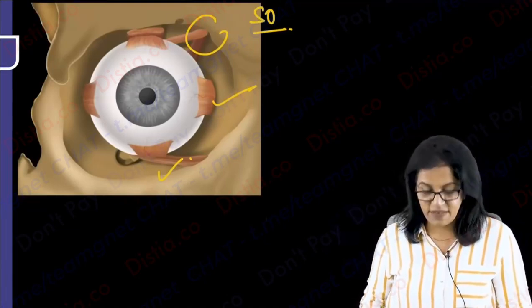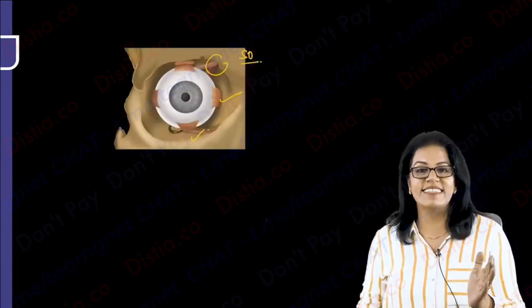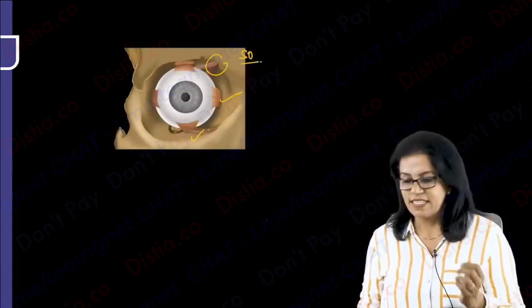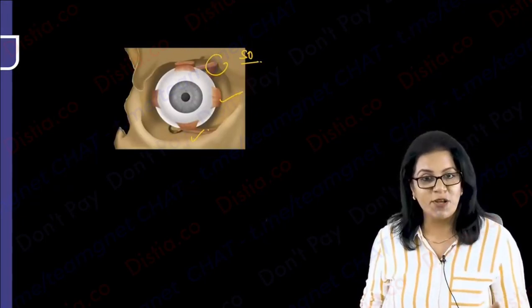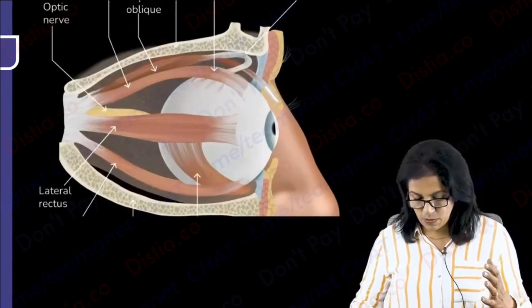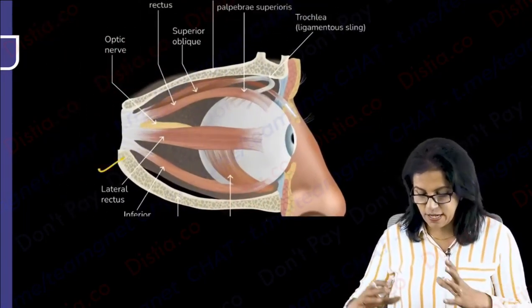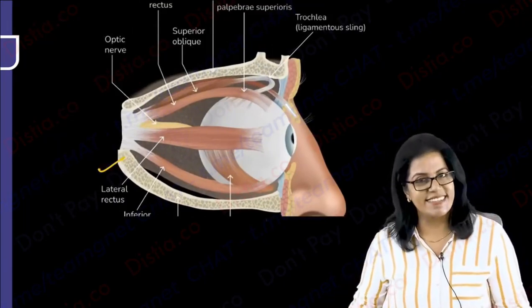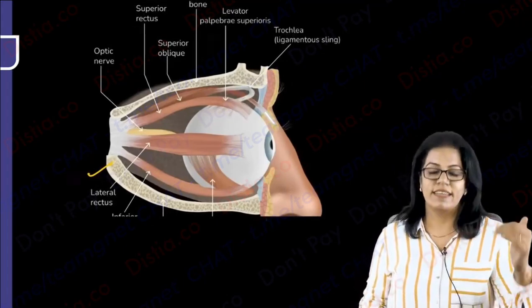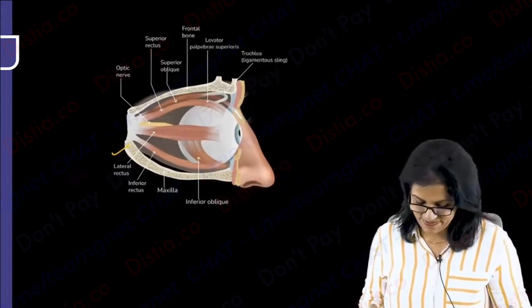Okay, so this is the orbital cavity. We have learned that its capacity is 30 cc and that the shape is quadrilateral or pyramidal. Just have a little idea about how the eyeball is placed in the orbital cavity and how the muscles are inserted. Nothing more from this diagram as of now. We will get into details in the later chapter.